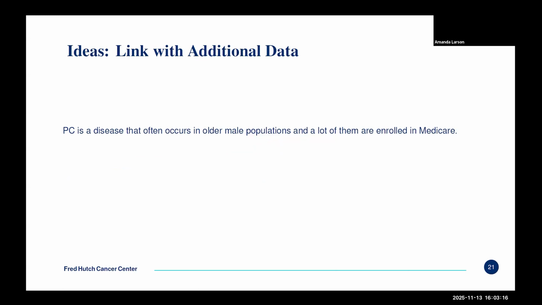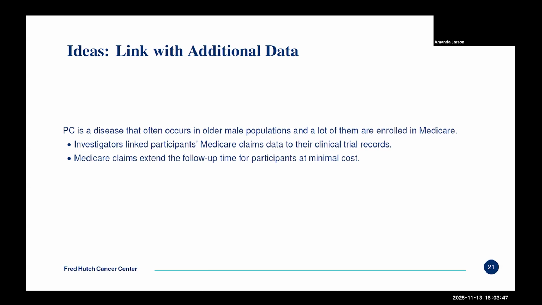So what we did was, considering that prostate cancer occurs mostly in older male populations, and when this trial ended most people were entering age 65, the eligibility for Medicare, the SWOG group linked the participants' Medicare claims data to their clinical trial records, based on their social security numbers.